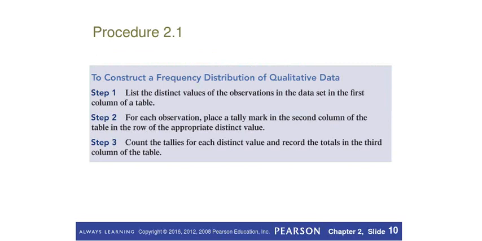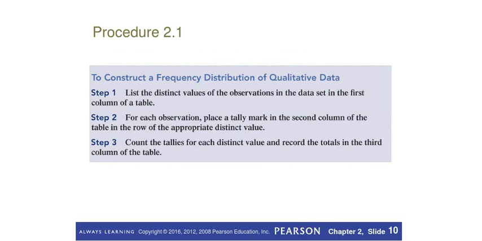Step 2 would be, for each observation, place a tally mark. So we would go through and count how many of each of those things occurred. So they're saying take a tally. Just tally it up. We're counting. If we're doing this by hand, the easiest thing is to make little tally marks, little hash marks, 1, 2, 3. I'll show you this in a second. And then count the tallies for each distinct value, and this is going to be our frequency.